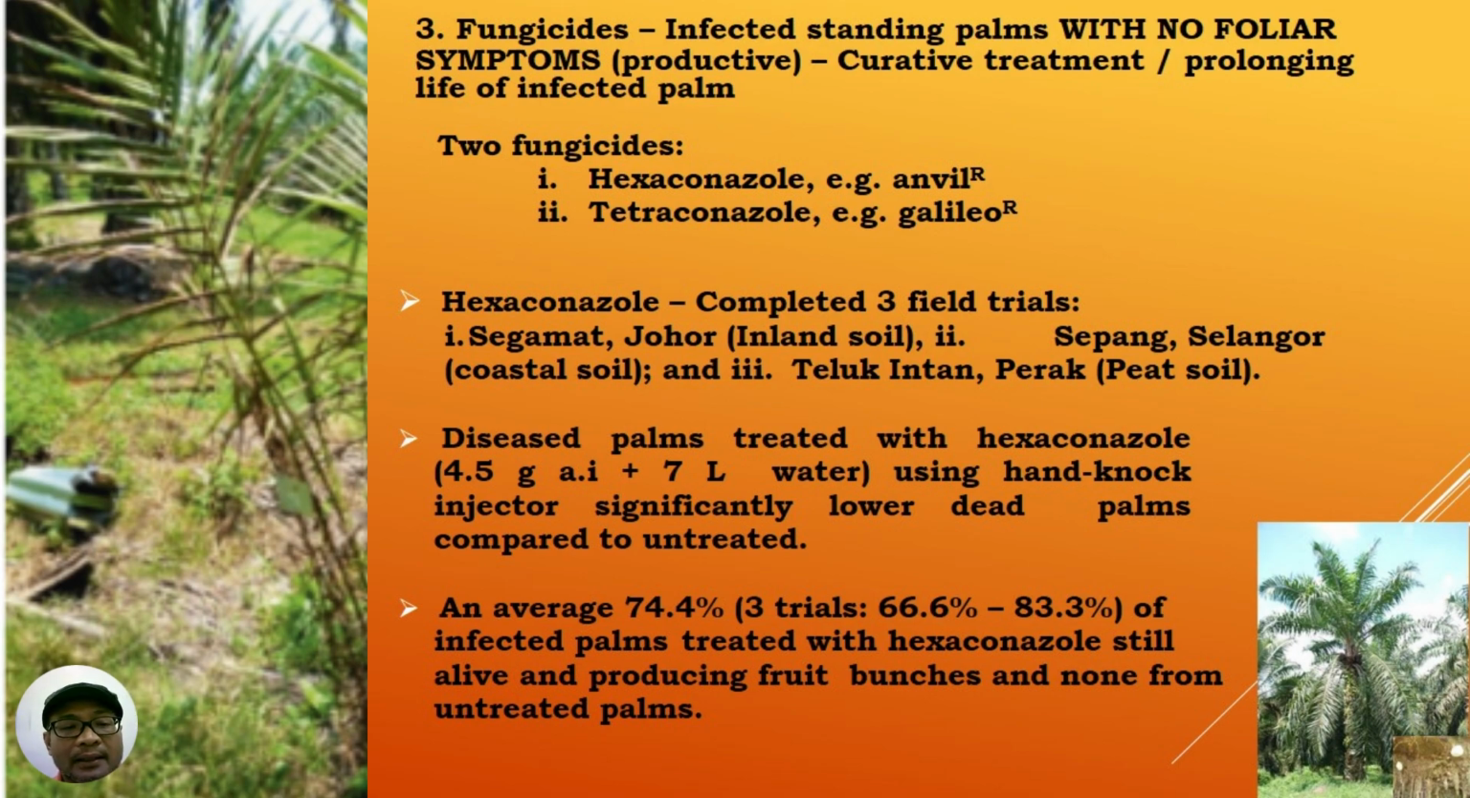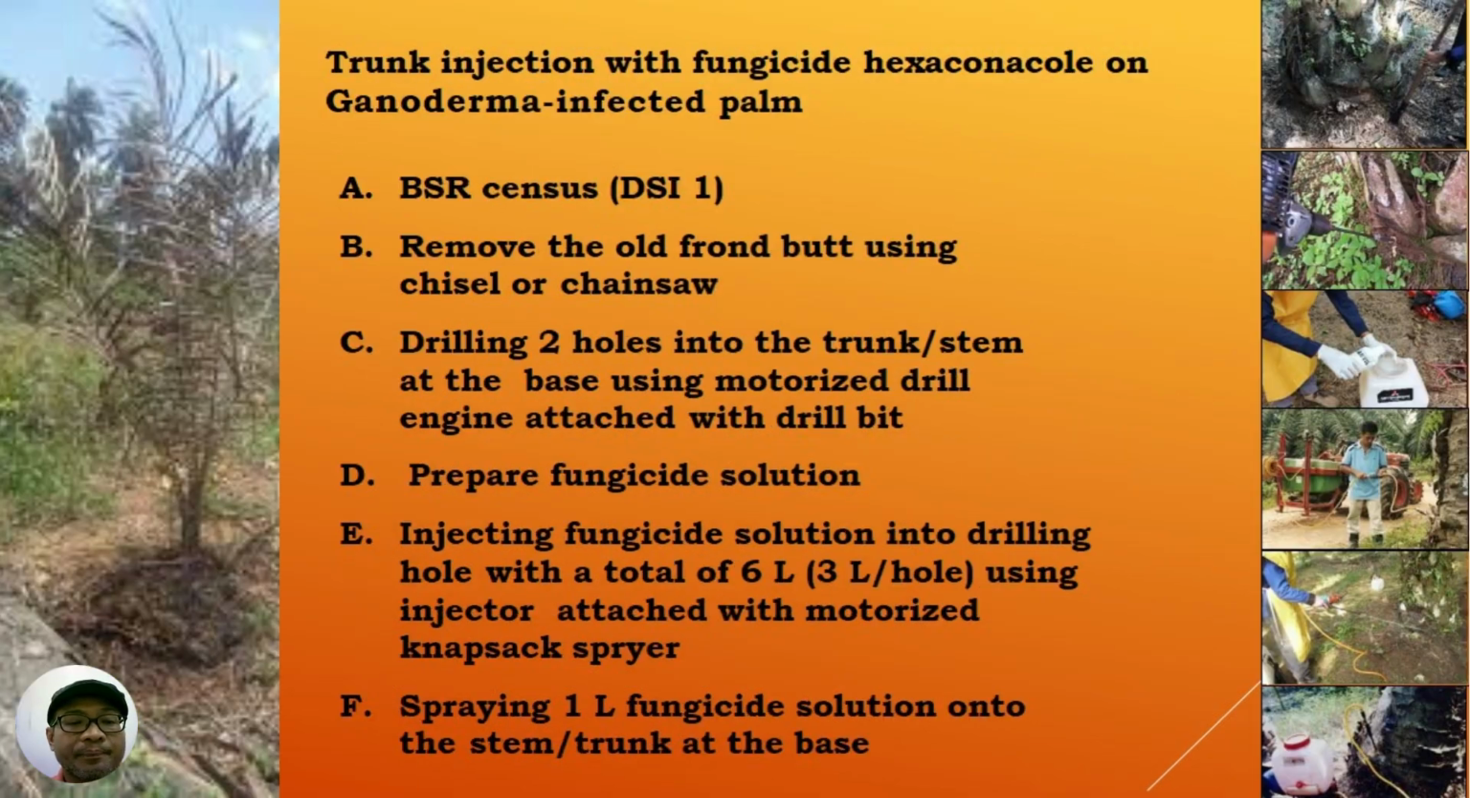And as of today, we have completed 3 field trials, namely Gamat, Johor, Sepang, Selangor, and Teluk Intan, Perak. In these 3 trials, palms treated with hexaconazole using a hand knock injector showed significantly lower dead palms compared to untreated. An average of 74.4% from the 3 trials of infected palm treated with hexaconazole were still alive and producing fruit bunches, and none of the untreated palm.